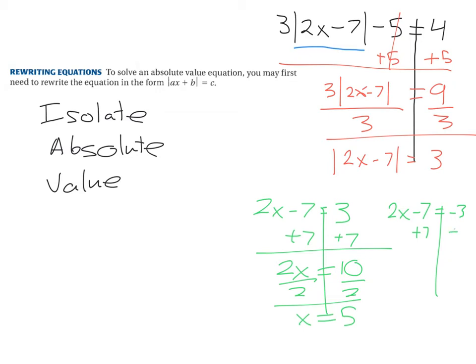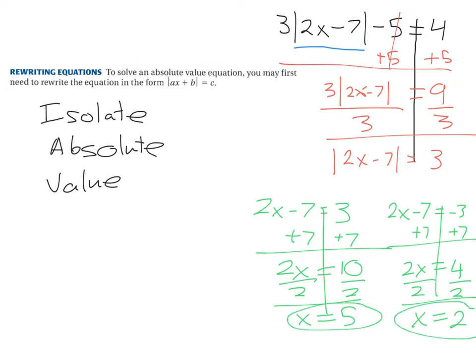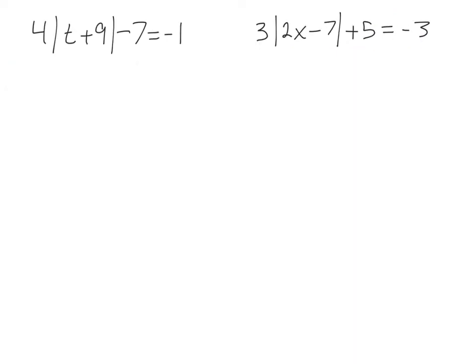Same thing over here. Add 7. 2x equals 4. Negative 3 plus 7 is 4. Divide by 2. X equals 2. Still have two solutions. We had to do a little bit more work on this one in order to get those solutions. Let's try 2 more examples before we finish up.